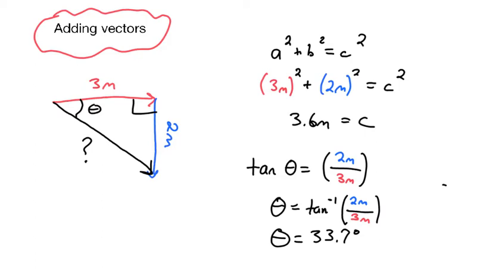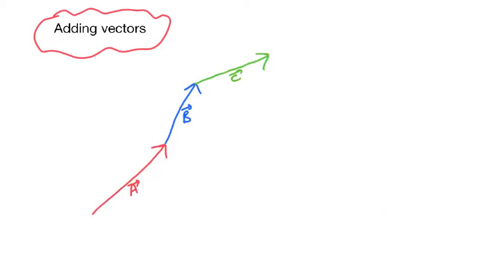But what if we have a more complicated situation? What if instead I want to figure out how far I am from my starting point after three vectors that look like this? So far we've just done two vectors, and those vectors have either been parallel to each other or perpendicular, so they formed a right triangle. Here we don't have a triangle at all.